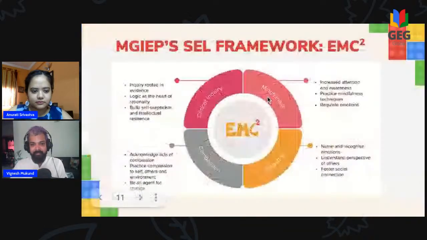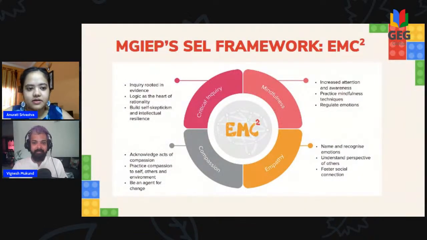Humans are social. So MGIEP's SEL framework is called ESC Square. According to us, we have identified the 4 key SEL competencies, which are: 1, empathy for the fellow human being; 2, mindfulness for the task at hand; 3, compassion for pro-social action and behavior; and lastly, critical inquiry, to question and critically think about the decisions that we make. So we will talk about each of the 4 competencies in detail within the context of a commercially available video game and how games can be used to inculcate each of these 4 competencies.